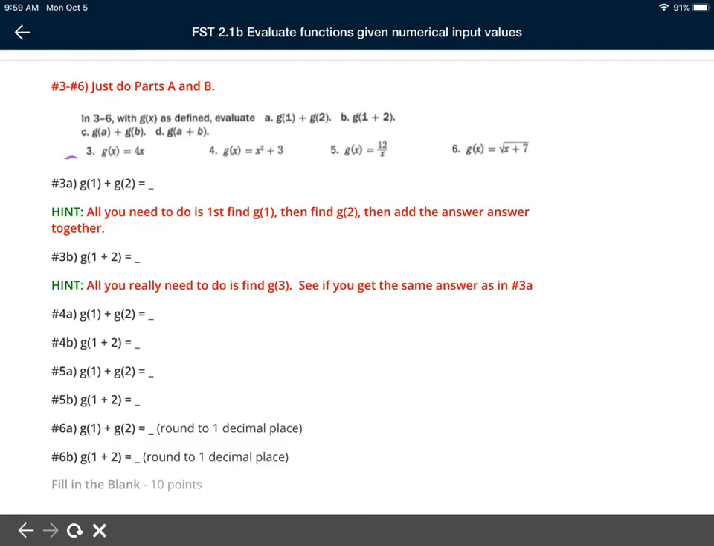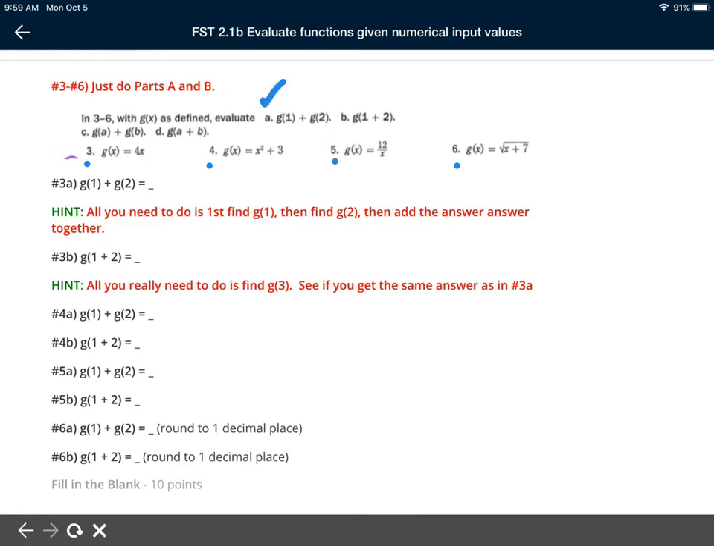Folks, I want to talk about how to approach 2.1b and 2.1c with this function notation. Part of it is just how they have the problem laid out that can be confusing to people. First thing you're going to notice is there's 4 different problems here. There's 3, 4, 5, and 6. This is for 2.1b. And they want you to do two parts.